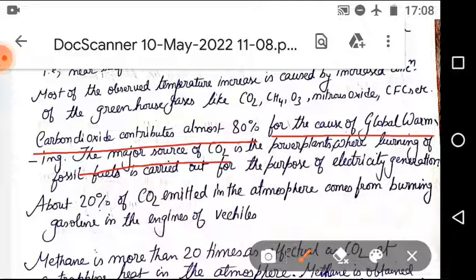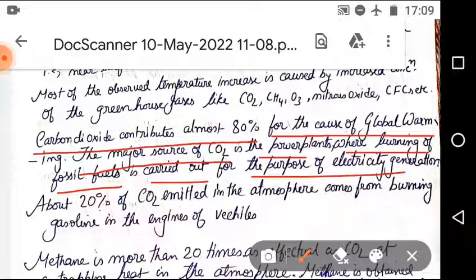That is the power plants, where burning of fossil fuel is carried out for the purpose of electricity generation. So most of the carbon dioxide increase actually comes from the factories and the power plants where electricity is generated, where most of them burn fossil fuels to produce steam, and from that steam they run the turbines to generate electricity. Due to this, excessive greenhouse gases like carbon dioxide are emitted from these power plants.